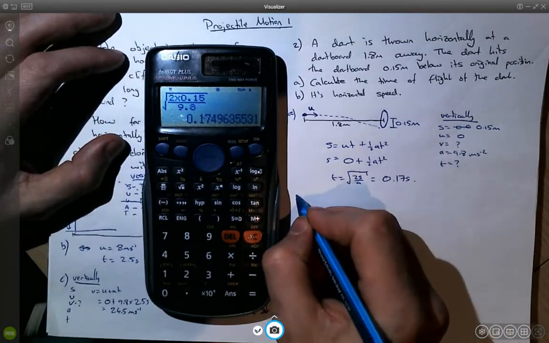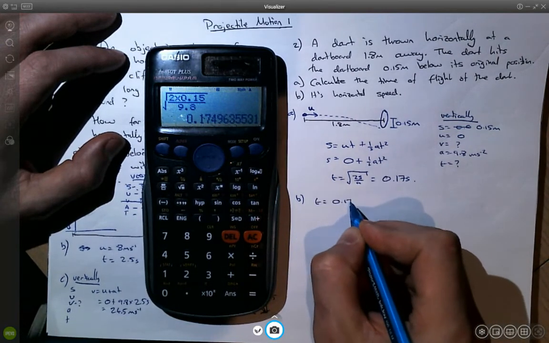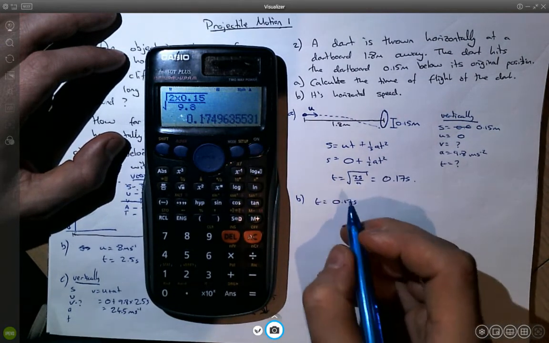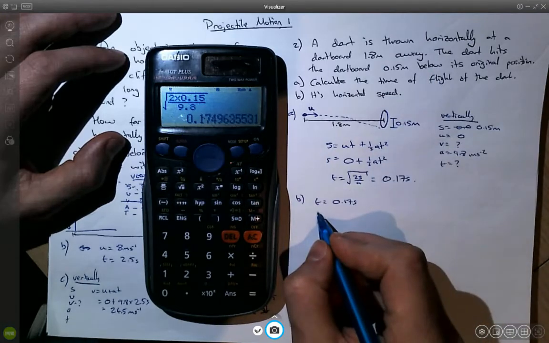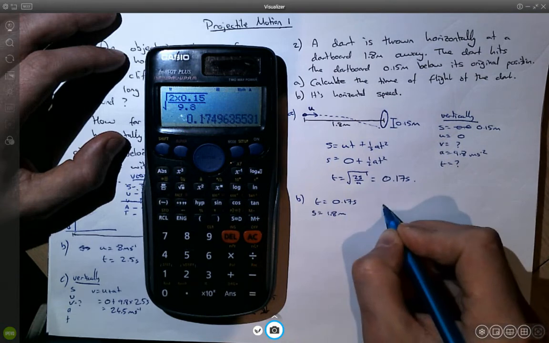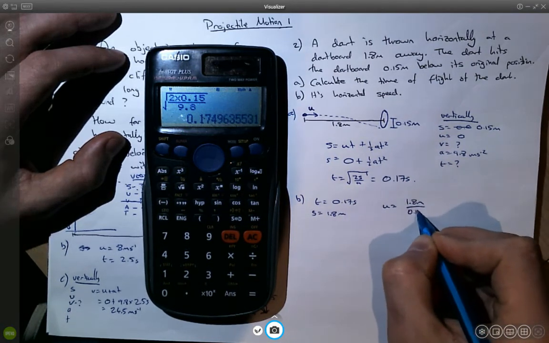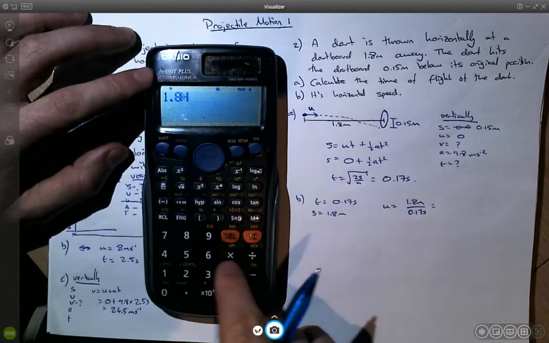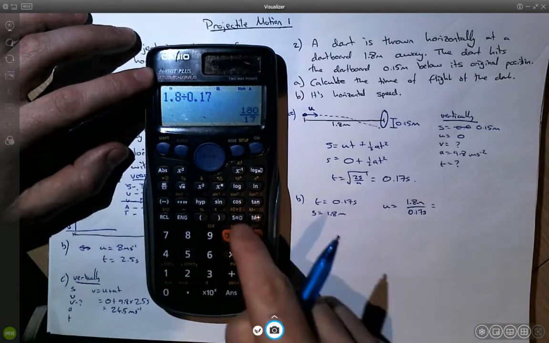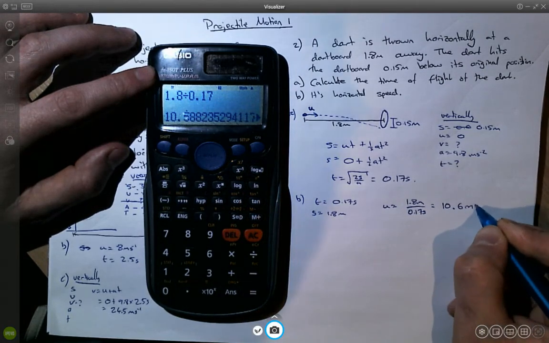In part B, what is its horizontal speed? So we've now got a time of 0.17 seconds, and we've got a horizontal distance of 1.8 meters. So what's its velocity? Distance over time. 10.6 meters per second.